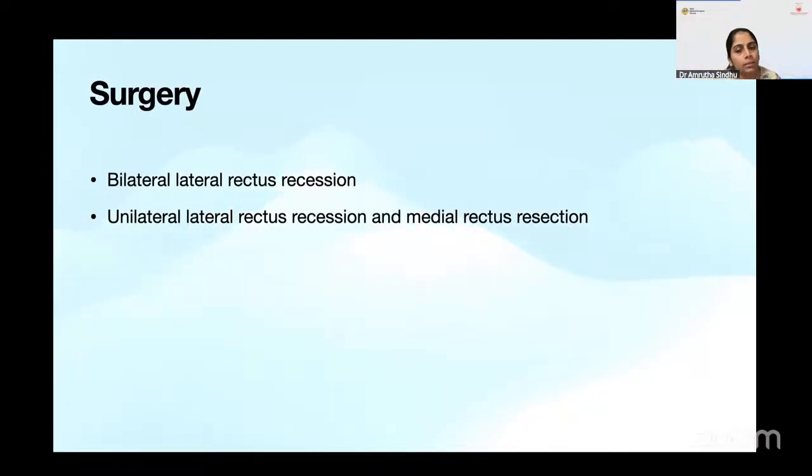For the amount of deviation that has to be corrected, usually we can either plan for orthophoria, or in very young children, we can try to make them slightly esophoric. By then, over time, this esophoria will become orthophoria. So that is the aim of surgery.